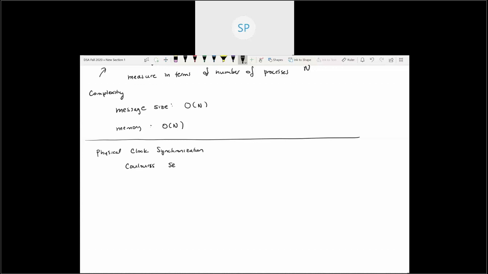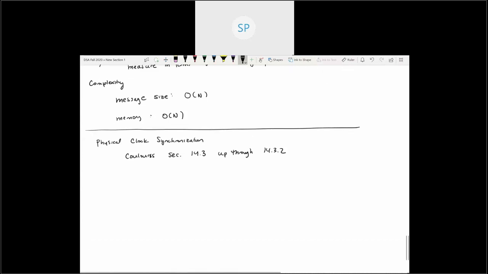Section 14.3 up through 14.3.2, but hopefully I say enough in my discussion here that this will be self-sufficient. Okay, so why do we need logical clocks? So why can't we just use the time function and figure everything out?